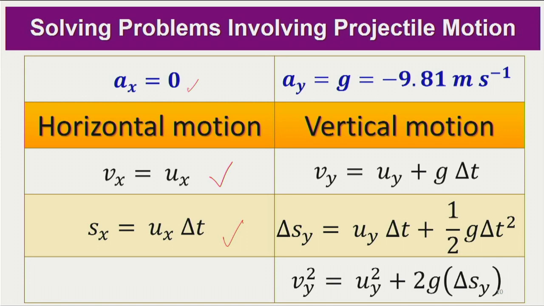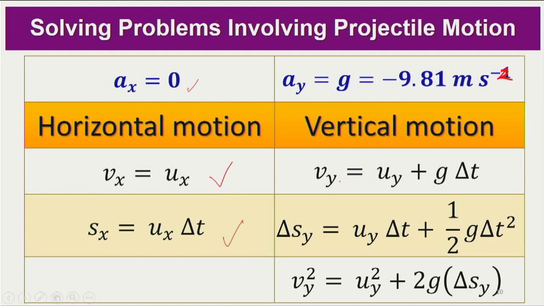For vertical motion, the acceleration for component y equals g, the gravitational acceleration, equals 9.81 m s^-2. Sorry, we are doing a correction here: not m s^-1, which is for velocity. For acceleration it is m s^-2.